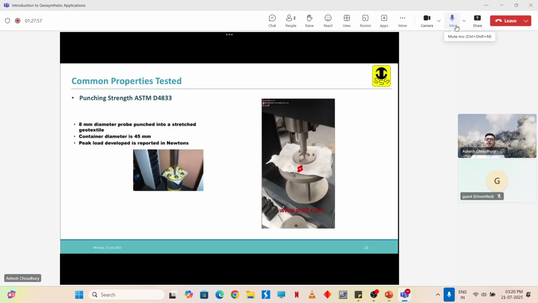Now, one more property is the punching strength test. It is given by ASTM D4833. An 8 mm diameter probe is punched into a stretched geotextile. Container diameter is 45 mm and peak load developed is reported in Newton. So this is for the punching resistance. You stretch the geotextile in this circular container and then you punch it with an 8 mm diameter probe. That gives you the punching strength.